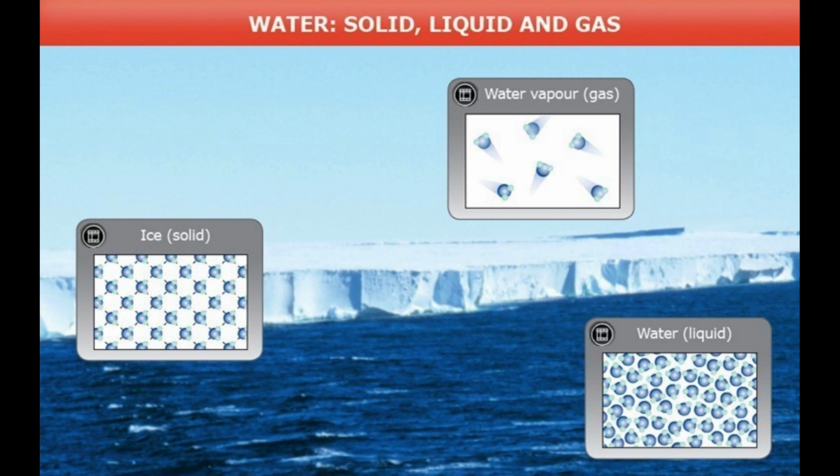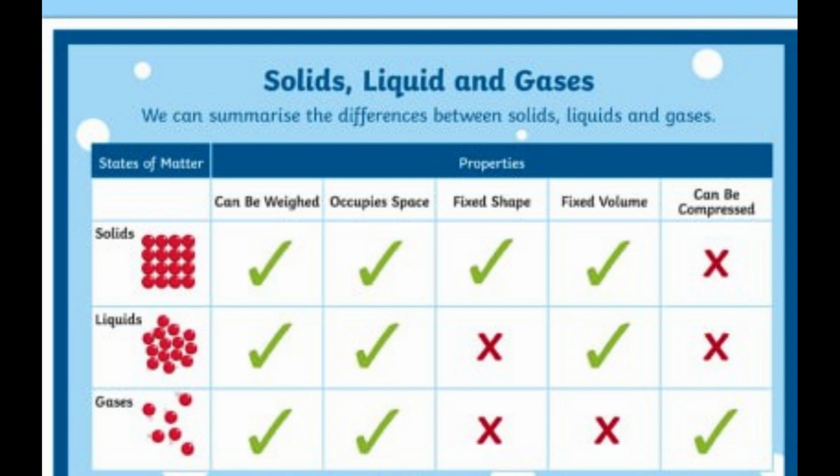The particles are far apart and move randomly and quickly, around 500 meters per second, in all directions. They collide with each other and with the sides of the container. This is how pressure is created inside a can of gas.